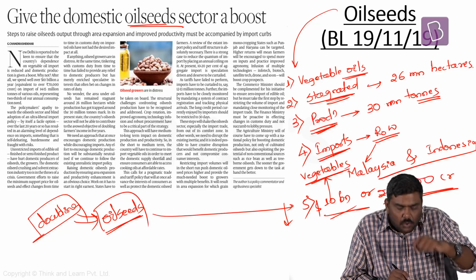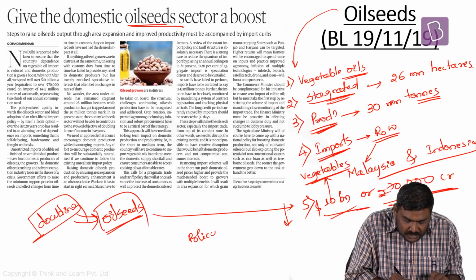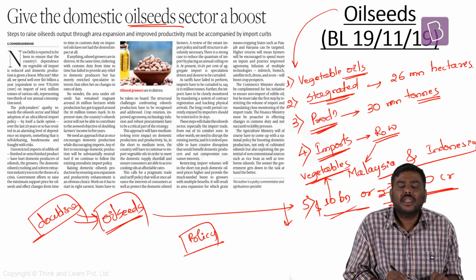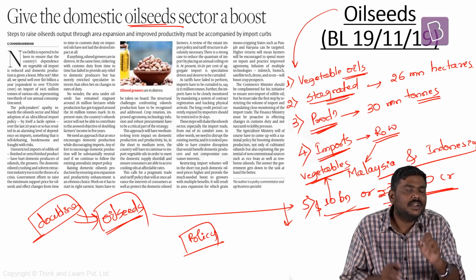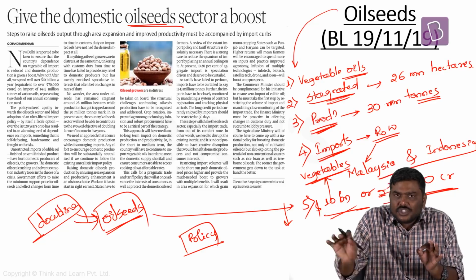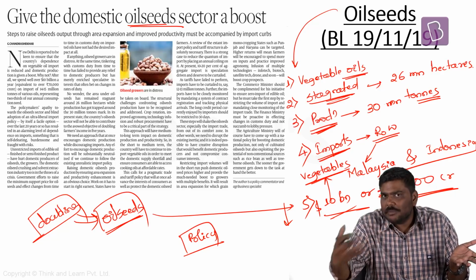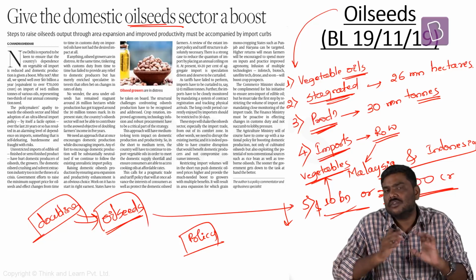One problem which has been quoted in this particular article is the policy of importing these vegetable oils. It says that the Government of India does not have any kind of consolidated framework. It keeps on changing how much has to be imported, what tariff has to be imposed on these oils, and so on and so forth.